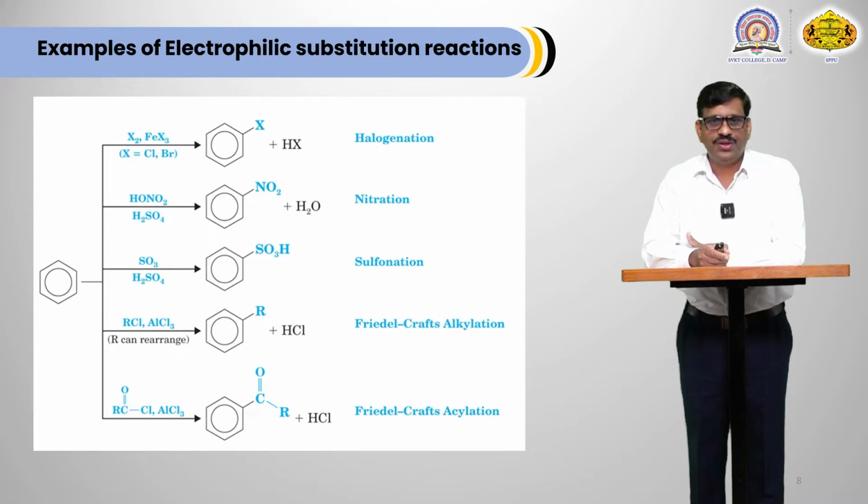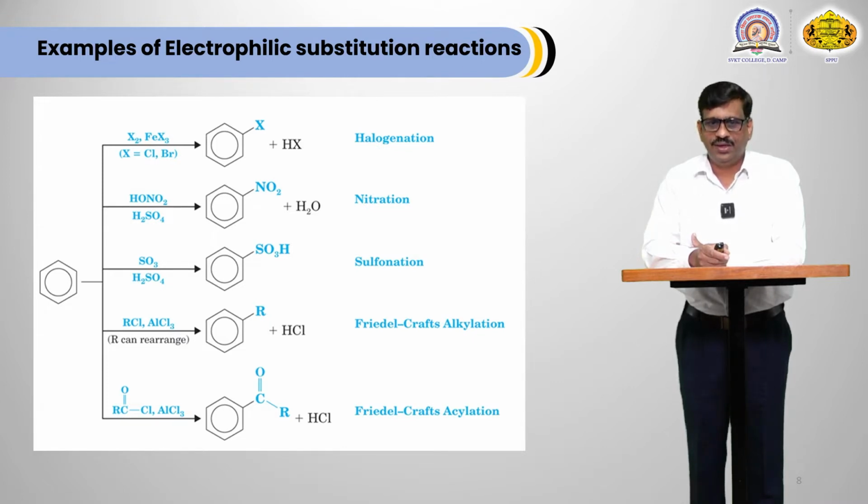Another reaction shown here is nitration reaction. In nitration reaction, nitrating mixture is used as a reagent. Nitrating mixture is the mixture of nitric acid and sulfuric acid. In nitration, hydrogen atom is replaced by NO2 group. Another example is sulfonation. In sulfonation reaction, hydrogen atom is replaced by SO3H group. Sulfur trioxide gas can be used as an electrophile.